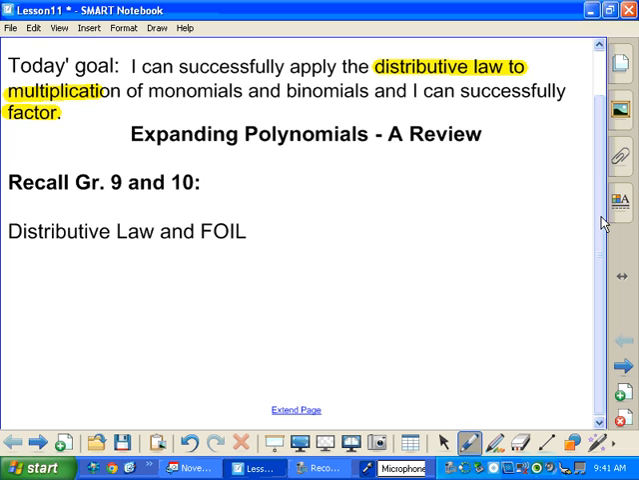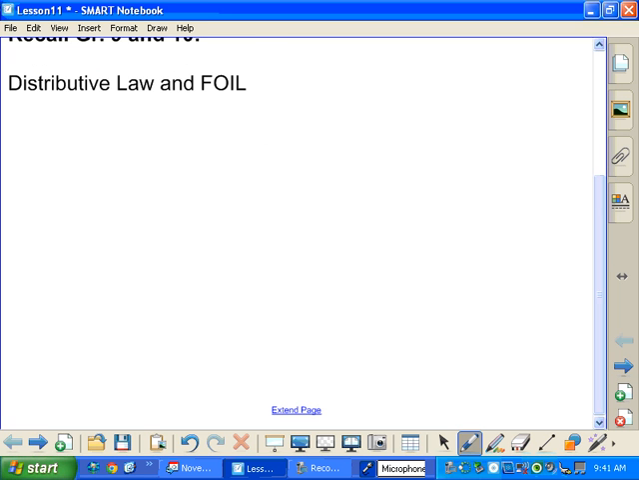So recall grade 9 and 10. Grade 9 is where we talked about distributive law. And I'm going to go straight into examples because, like I said, you've already seen this. So examples, and it's going to be simplify. Simplify means to get rid of brackets. So the first example is just doing straight distributive law.